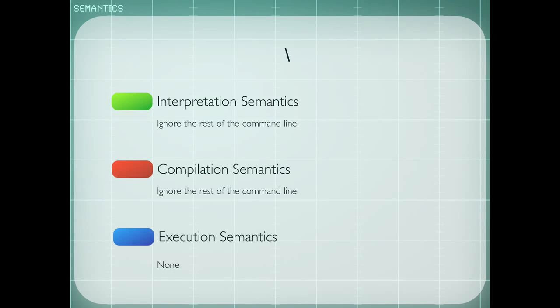Backslash is an example of a word where interpretation and execution semantics differ. In interpretation state, it causes the interpreter to skip to the next line, which provides another way to add a comment to Forth code. The compilation semantics are the same as the interpretation semantics. And since backslash doesn't add anything to a word definition in compile state, it does not have any execution semantics.